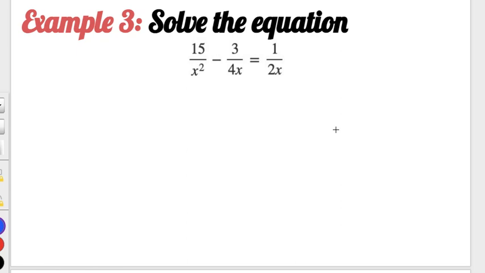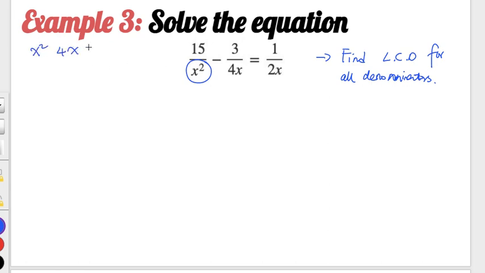As you can see here, this time we have x squared. So the degree is a little bit higher, right? But remember, the very first thing is always find the LCD for all denominators. When I say all, that means we are going to examine all the denominators here. So in this case, we have x squared, 4x, and 2x. Number-wise, we have an invisible 1, 4, 2, so the better choice is, yes, you are correct, 4.